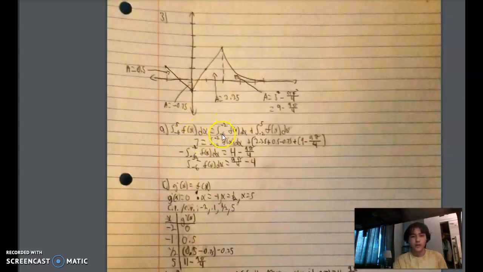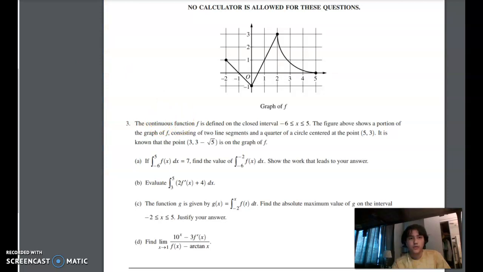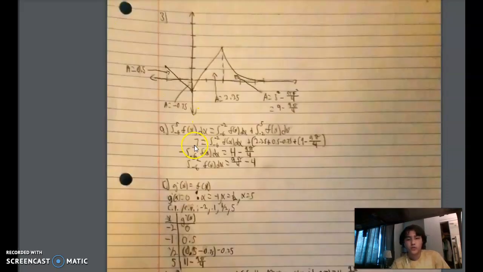and then I separate it into negative 6 to negative 2 and negative 2 to 5. Because I'm solving for negative 6 to negative 2, and I can find negative 2 to 5 because of the graph, and I'm also given that it's continuous. So then I replace this with 7 because we're told in the problem that that's equal to 7. And then I leave the integral from negative 6 to negative 2 of f of x dx. And now I'm finding the integral by adding together all the areas under the curves.